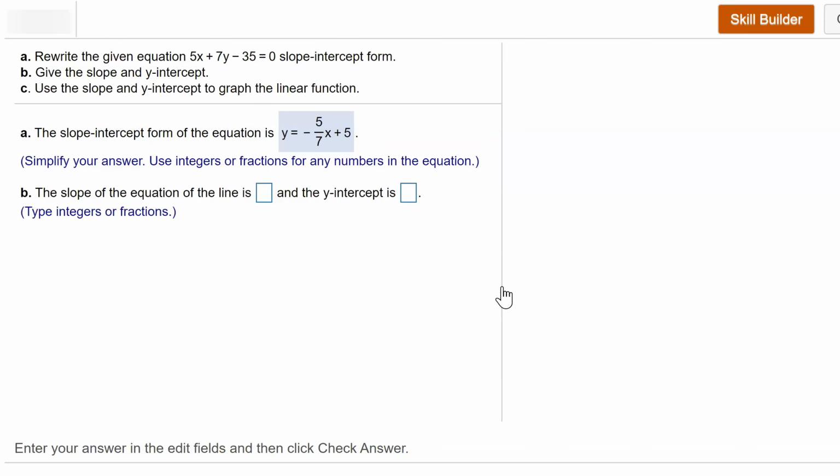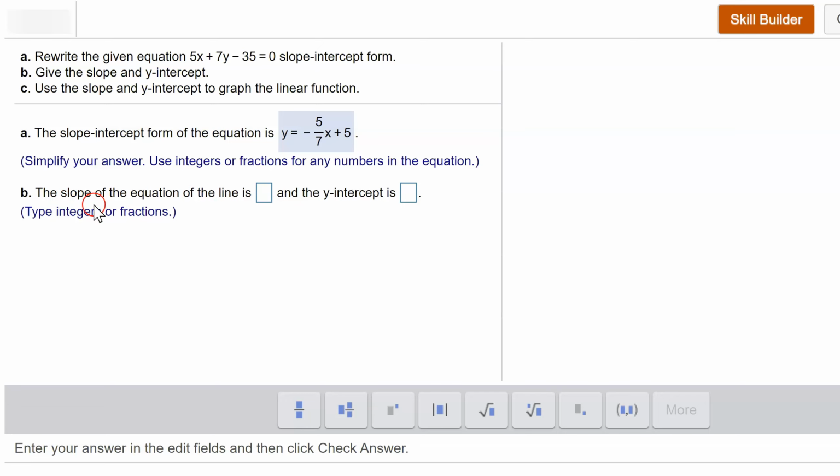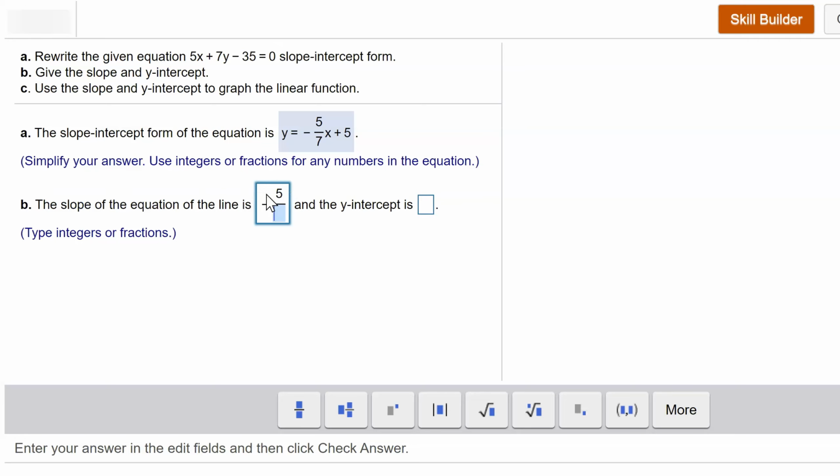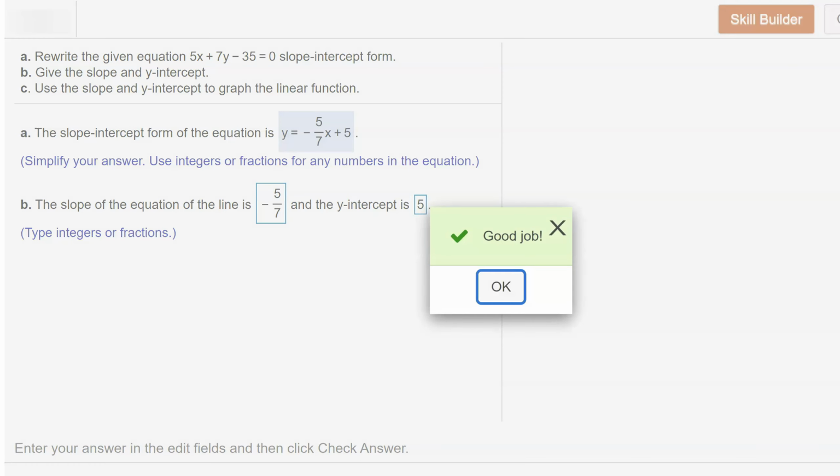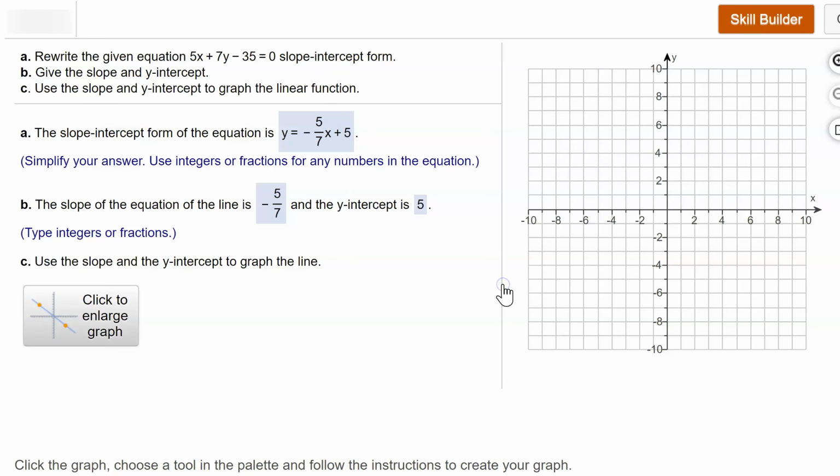Got that part right. Part B wants the slope of the equation of the line. Well, that's negative 5/7. The other way to put a fraction is I'm putting negative 5, and then I'm using the forward slash that brings you into the denominator, 7. And the y-intercept, in these questions, they just want the y-coordinate of the y-intercept, not the ordered pair. So the y-intercept is 5. Check my answer. Looking good.